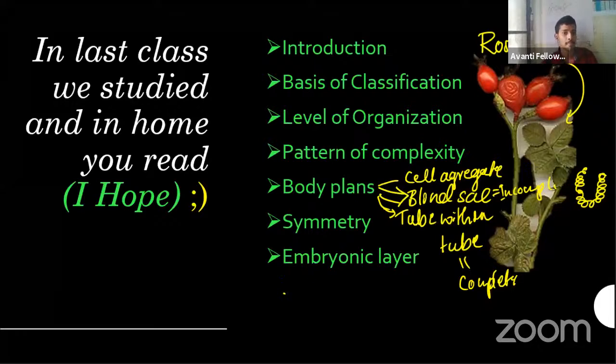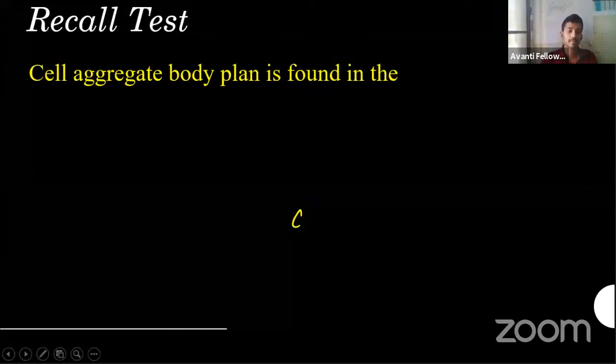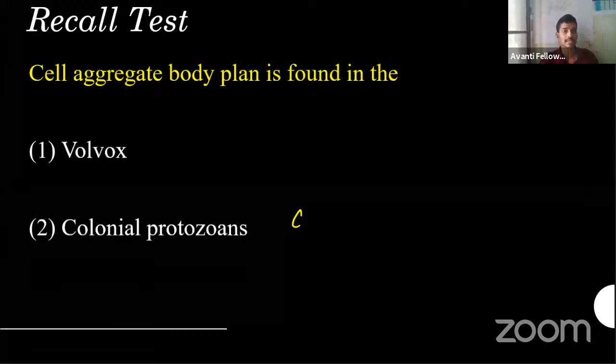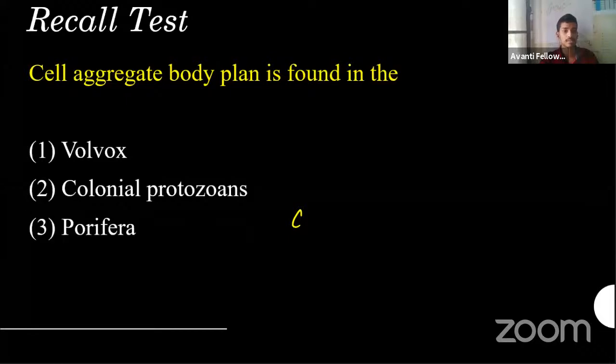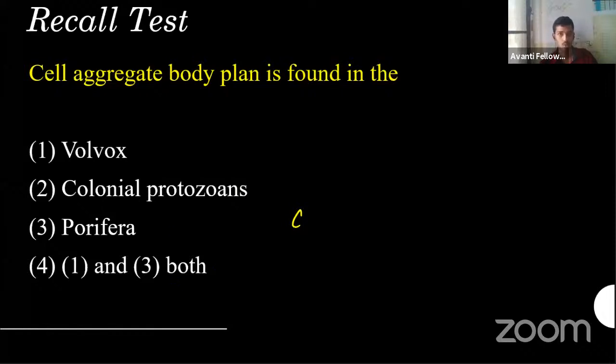So, a recall test before we go to the next topic. Yes, we can say a recall test. The question: the cell aggregate body plan is formed in... They're asking where you can find this cell aggregate body plan. First option Volvox, second option colonial protozoans, third option Porifera, fourth option 1 and 3 both.